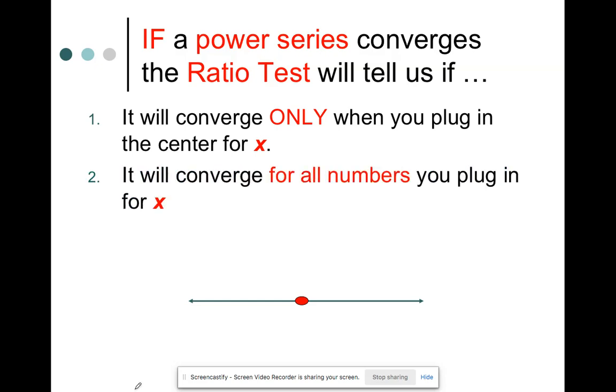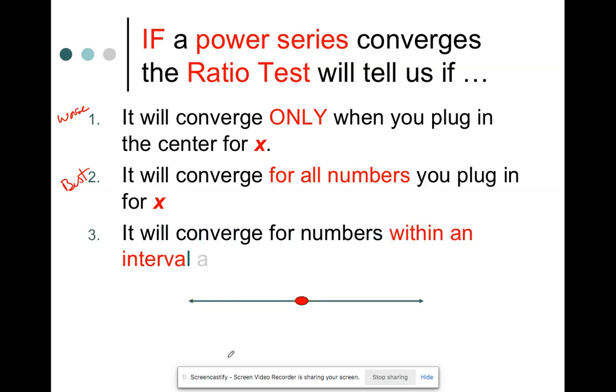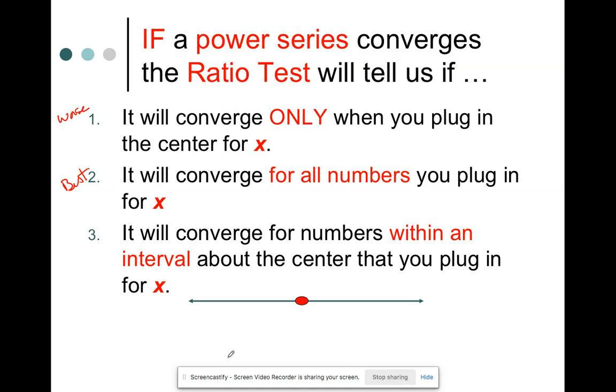The best scenario is that no matter what number I plug in for x, I have a bag with infinity x's that I can plug in, right? So this is the worst case. This is the best case. And then, of course, if I can't have all x's, well, then I still have a bag with infinite x's in it, but within a given interval, right?